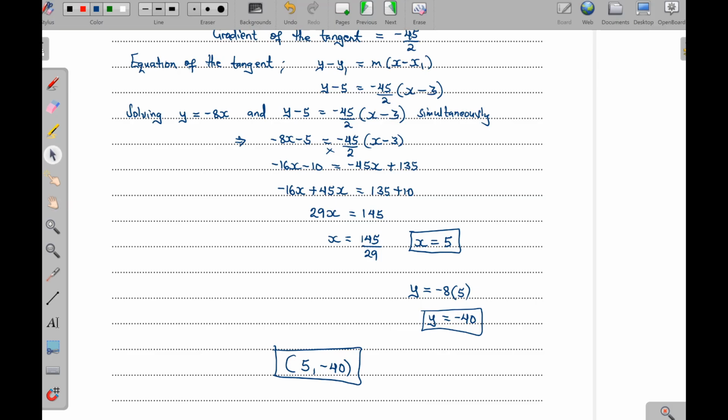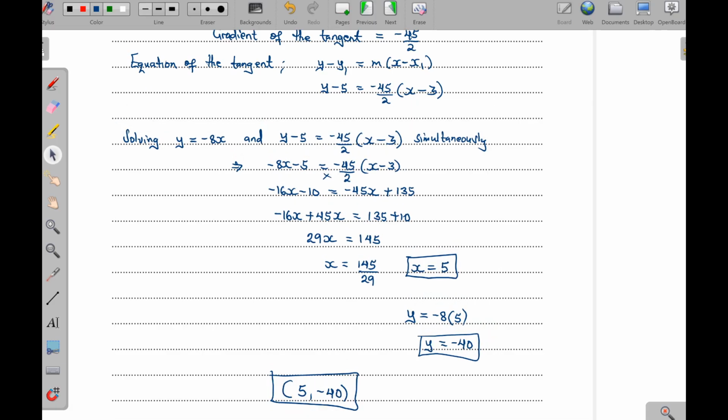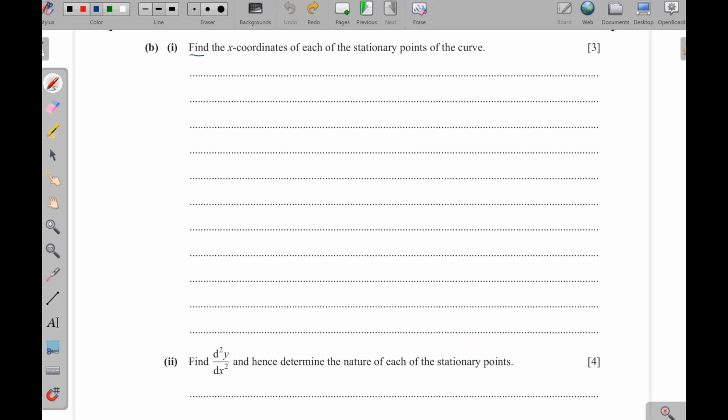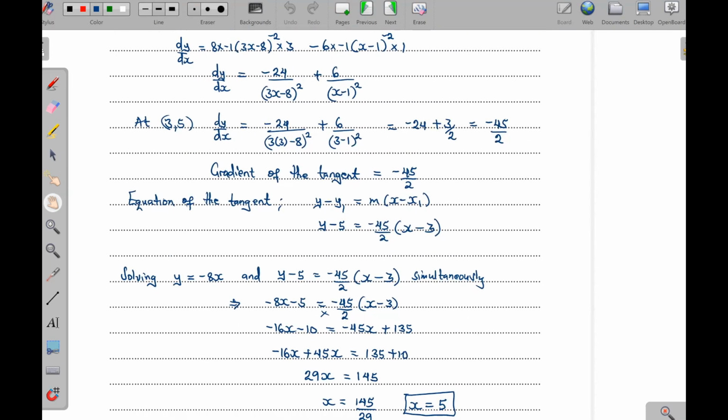Actually, let me take this one a little bit down such that it is not so congested. Just like that. Part B, Roman 1, find the x coordinates of each of the stationary points of the curve. You know, for the stationary points, dy dx is equal to what? 0. So for stationary points, dy dx is equal to 0. What is our dy dx? Our dy dx, we got it here, okay?